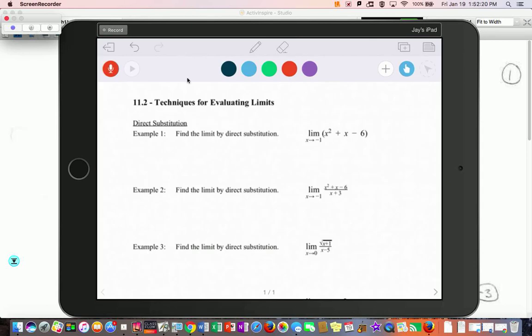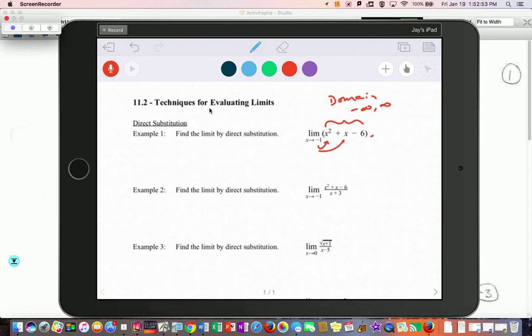Okay, so 11.2, we're going to talk about some other techniques. 11.1, remember, was the table method and a graph method. So now this method, direct substitution. One of the things we want to know is that this function has a domain that's negative infinity to infinity. We have no issues with the domain, no breaks, no anything. So we can just go ahead and plug anything we want in there.